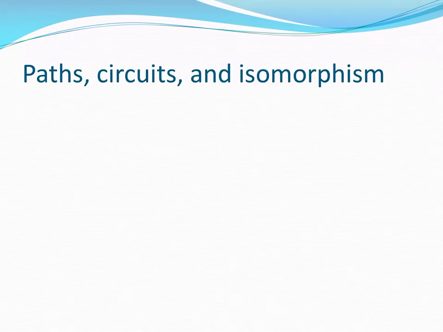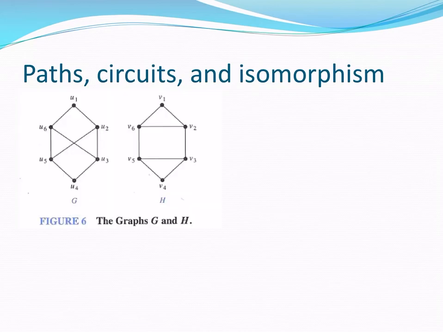We're in Rosen, Discrete Mathematics and its Applications, section 10.4 on graph connectedness. We've studied paths in graphs and connectedness in graphs. We're going to link it back to the concept of graph isomorphism. So let's look at an example of two graphs and see if they're isomorphic.